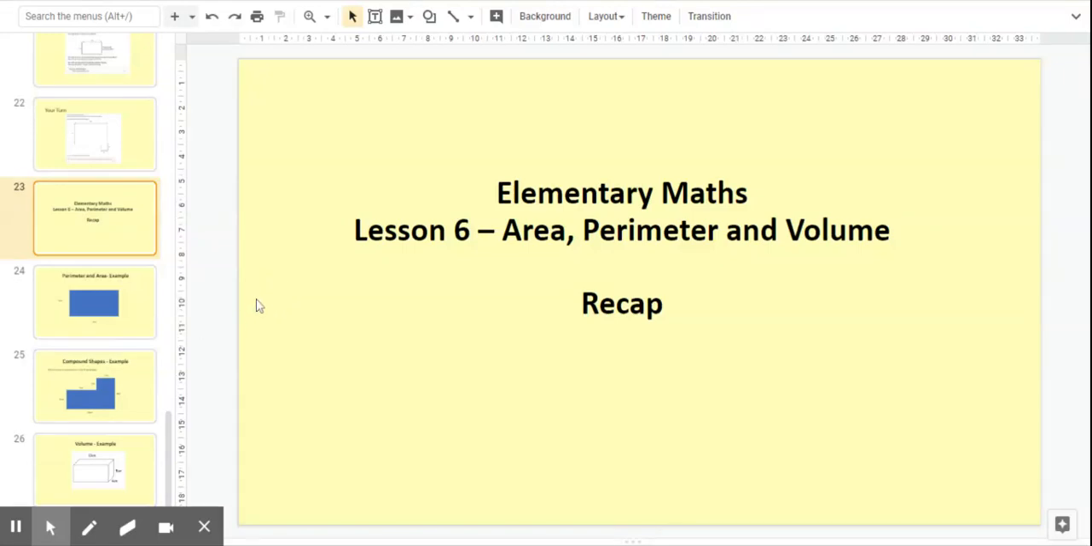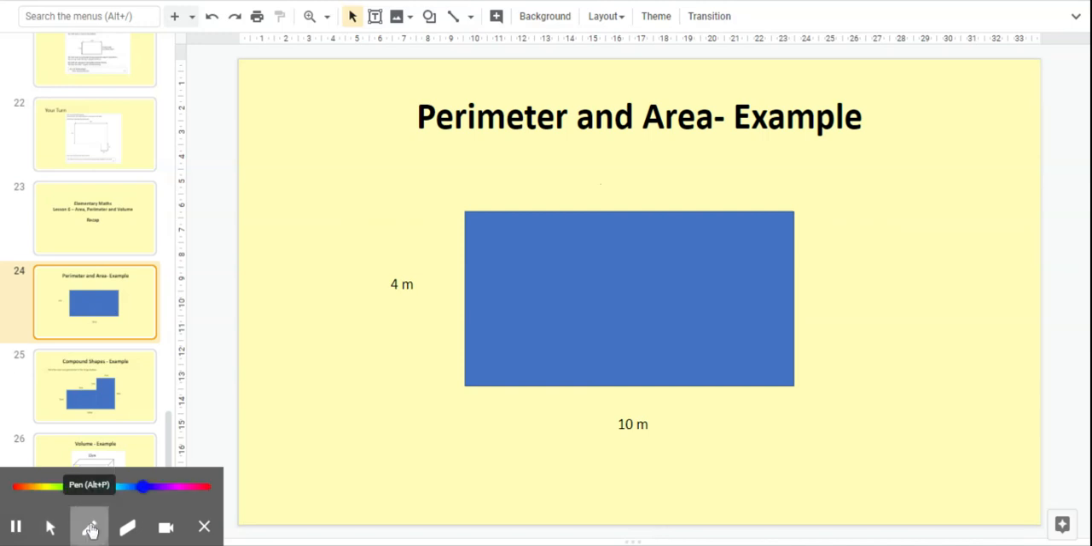Just a quick recap on yesterday's lesson on area, perimeter, and volume. So first thing we looked at was how we could find the perimeter and area of a rectangle. To find the perimeter, all we need to do is add together all of the sides of the shape. So the perimeter is just the total distance around the outside of the shape.